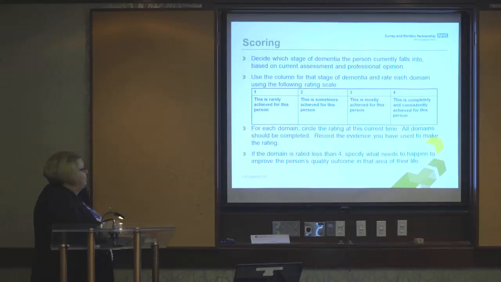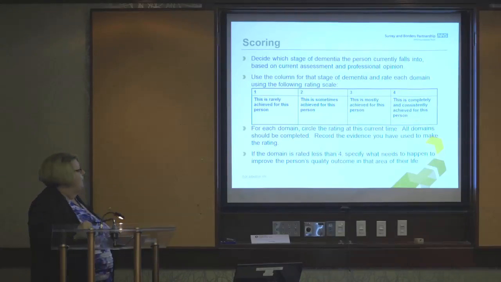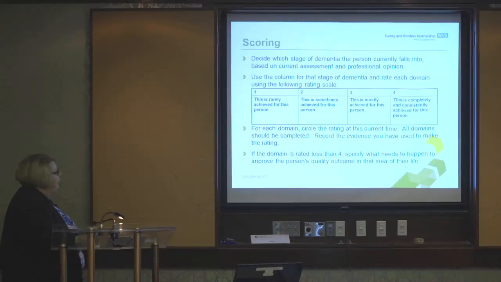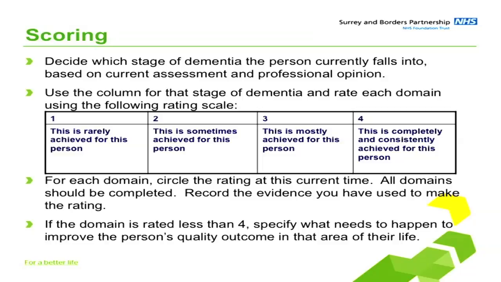Okay, so how do you score? As I said before, you decide what stage of dementia the person currently falls into, and you follow that column all the way down, so you ignore the other two. You're just looking at one column, and for each domain, after you've had your discussion with everybody involved, you need to be really honest and rate each domain using a rating scale. It's a 1 to 4 rating scale, where 1 is that this is rarely achieved for the person, through to 4, where it's completely and consistently achieved for the person. And it's important that it is the consistently.